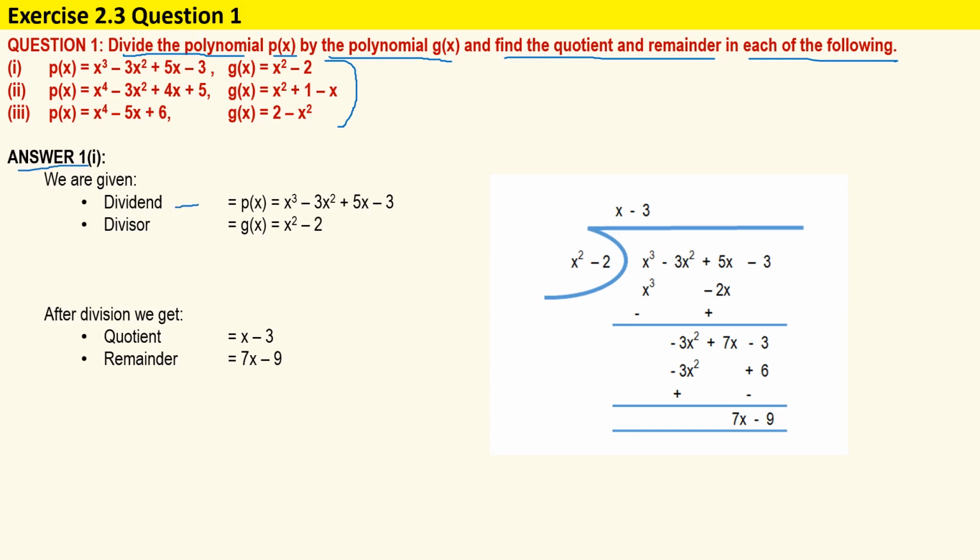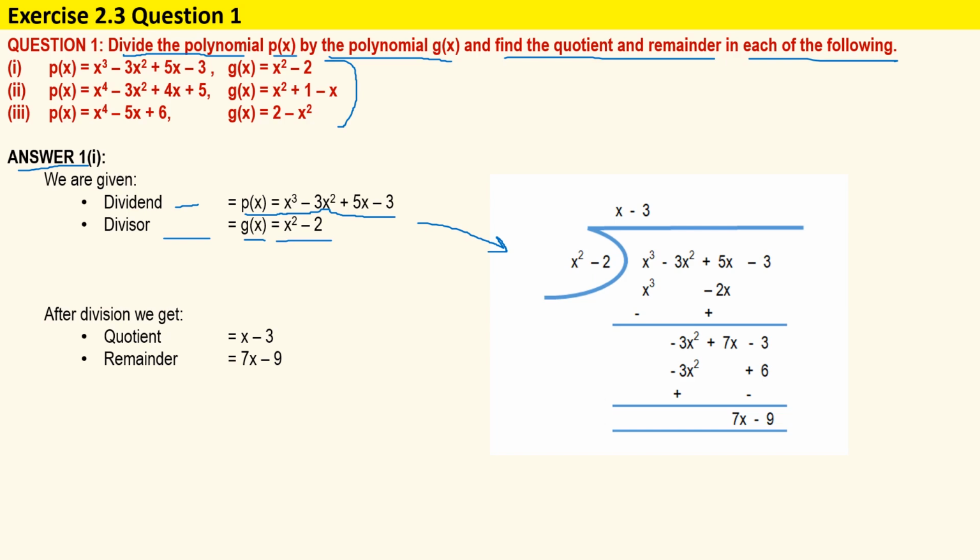Answer 1, part 1. We are given dividend p(x) equal to x cubed minus 3x squared plus 5x minus 3, and divisor g(x) equal to x squared minus 2. The entire division is carried out in this figure here. All the steps are shown, and I'll just state the first step.